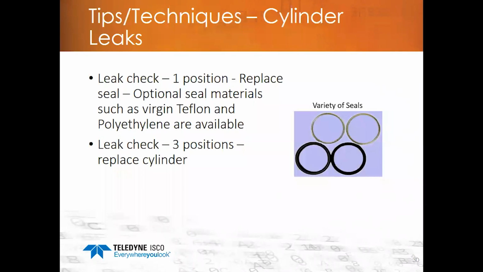But after changing the seal, you still may have a leak when the piston is in other positions. So to isolate it further, you need to do a leak check at three positions: the top of the cylinder, the middle of the cylinder, and the bottom of the cylinder. If you note that the seal does not leak in one position but leaks in another position, then the problem could be the cylinder itself, and the cylinder needs to be replaced.